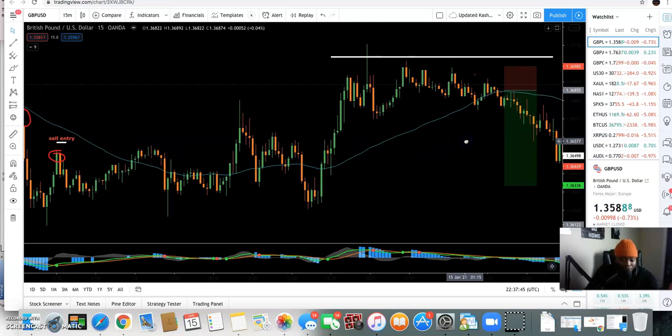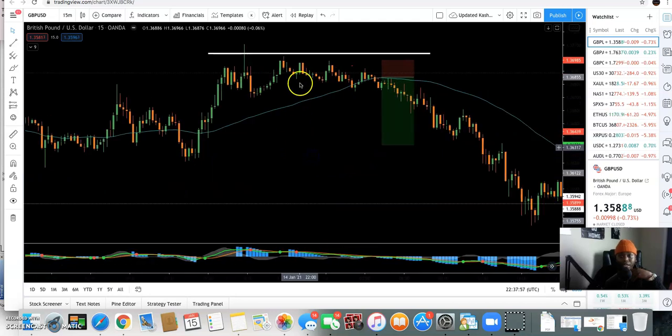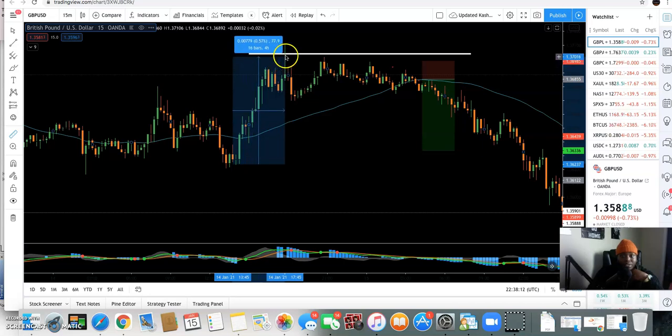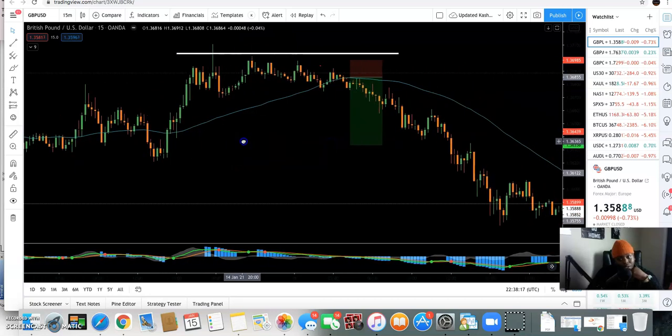Alright, cool. But look, so basically what I did was I got in right here. Boom. I caught this little move up and then I got out and then I caught this sell. How did I catch this sell, guys? If you really take a look at it, this right here wasn't an all-day trade. This was literally like a couple hours. It was like 83 pips. That's a lot of pips.